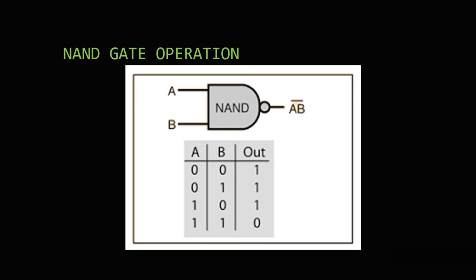In the NAND gate truth table we can see that the output is high if any one of the inputs is low or both inputs are low. If both inputs are high, then the output is low. Basically a NAND operator is an inverter of the AND operator. It inverts the result obtained from the AND operation at the output.